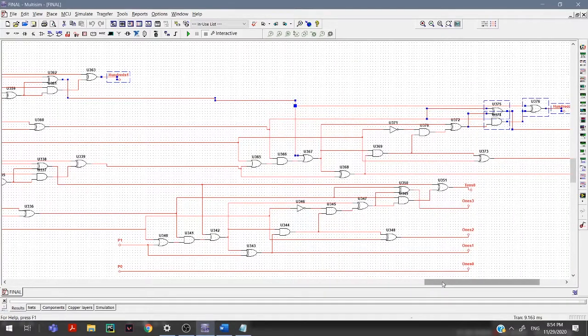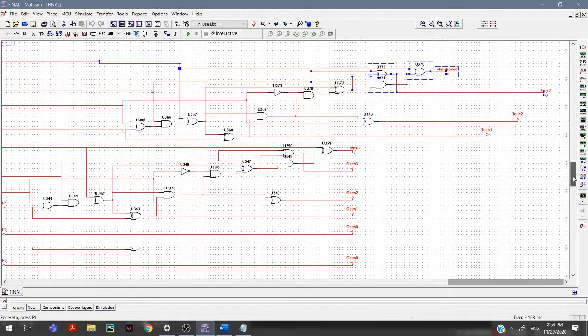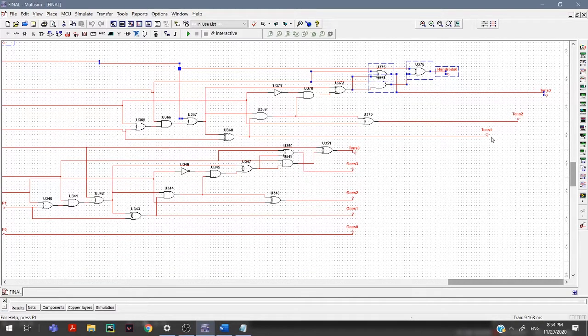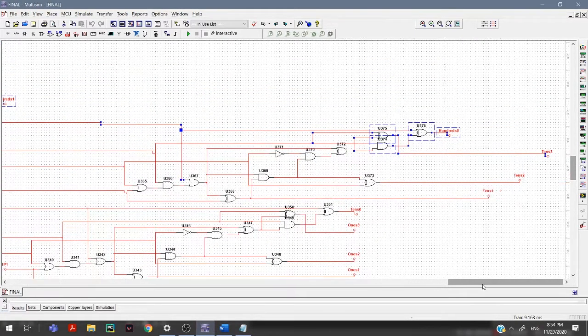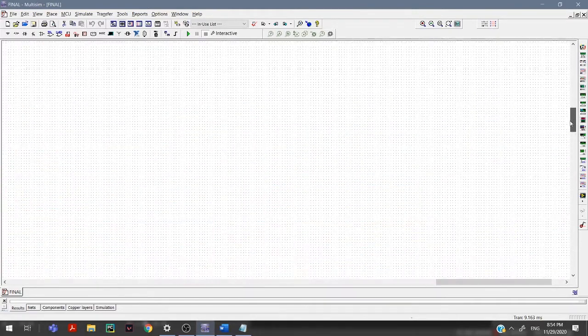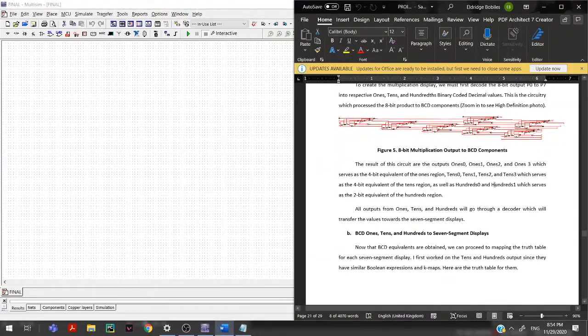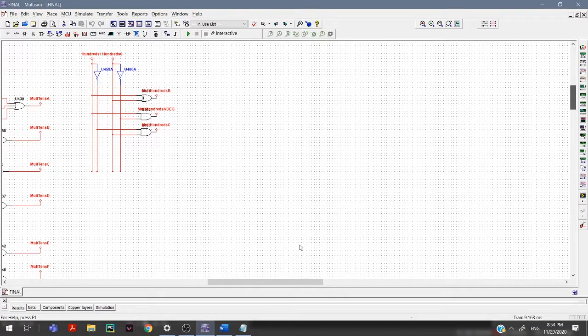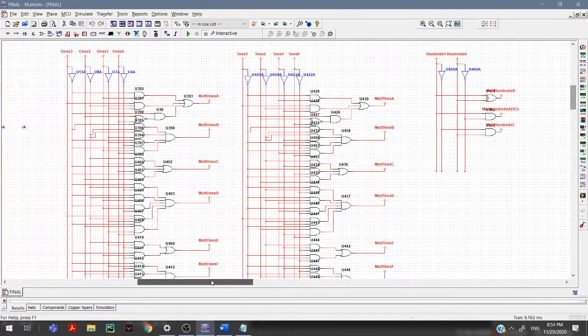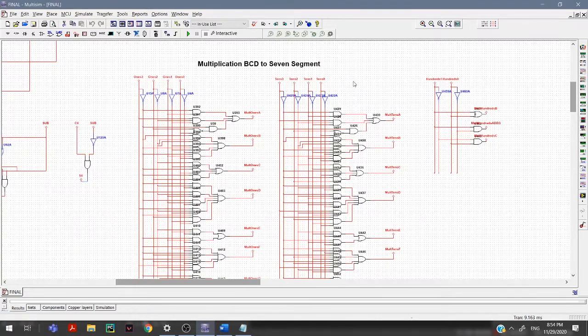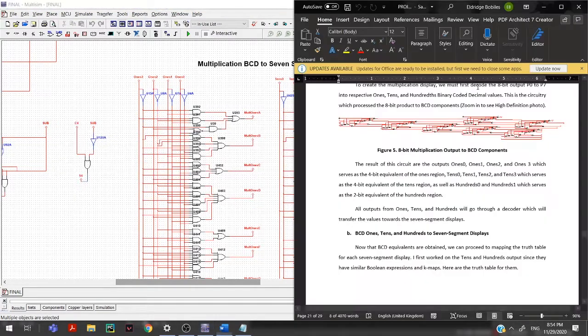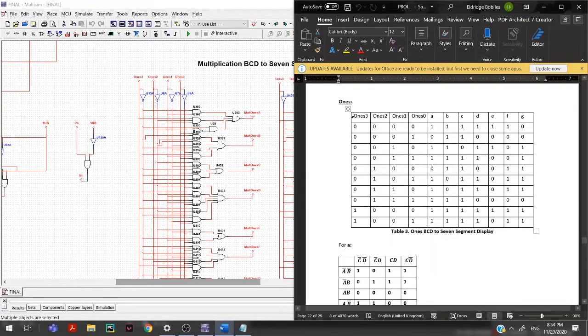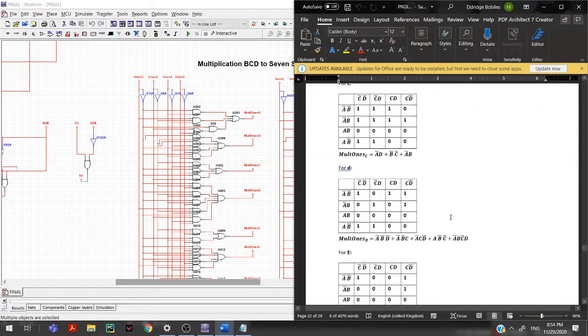Afterwards, we now have ones 0, ones 1, ones 2, ones 3, tens 0 to tens 3, and hundreds 0 and hundreds 1, and those outputs should be routed to our 7-segment display. As you can see, this is the circuitry. This is the multiplication output to the 7-segment. This is the 4-bit for our ones, the 4-bit for our tens, and the 2 bits for our hundreds. This is the truth table for the ones, with the corresponding Boolean expressions.